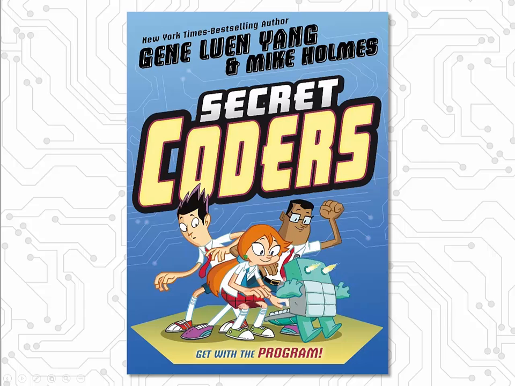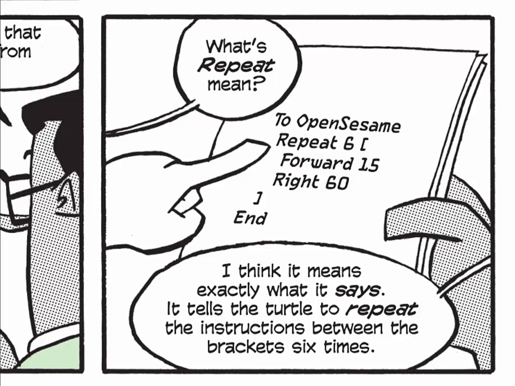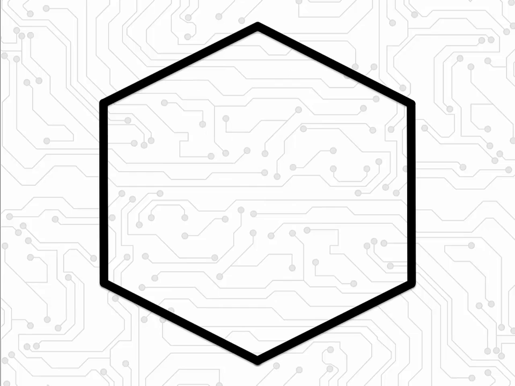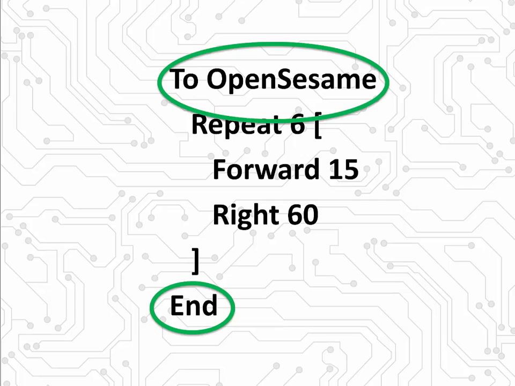Pretty cool, huh? In Secret Coders Book 1, Hopper and Enny first discover the repeat command on page 67. Let's take a closer look at the code they found. Any idea what this code does? If you said draw a hexagon, a shape with 6 sides, then you're right. But then, how about these two lines with the words 2 open sesame at the top and end at the bottom? What do they do?